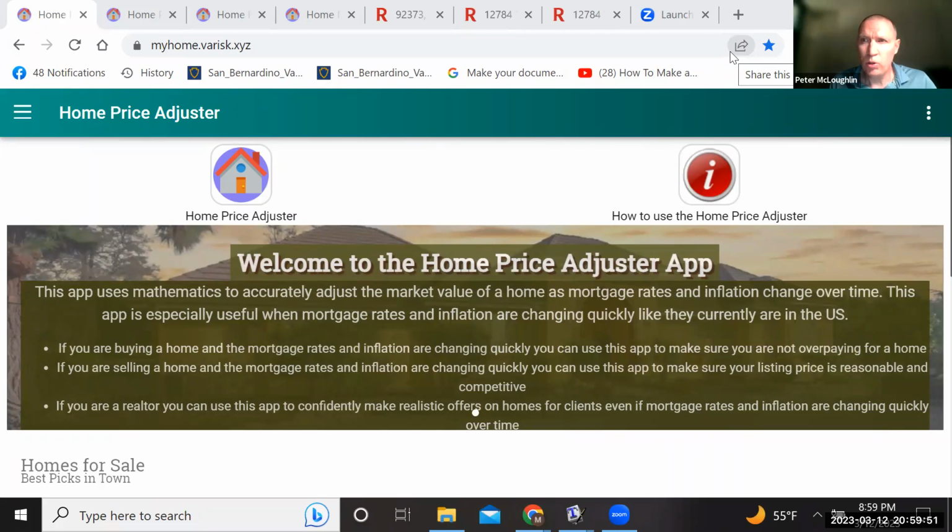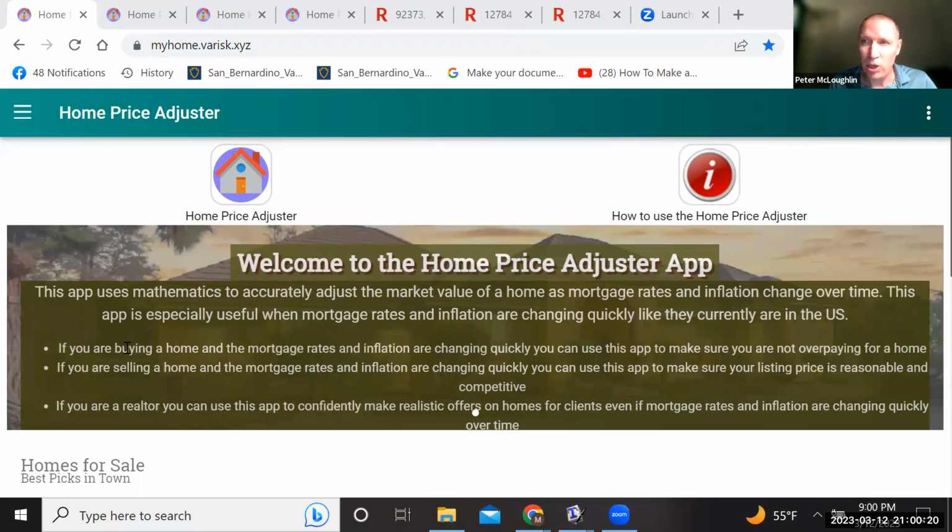Hello everyone. In this video, I'm going to go over how to use the home price adjuster. I'm on the website for the home price adjuster, and reading the description here, it says this app uses mathematics to accurately adjust the market value of a home as mortgage rates and inflation change over time. This app is especially useful when mortgage rates and inflation are changing quickly, like they currently are in the US.